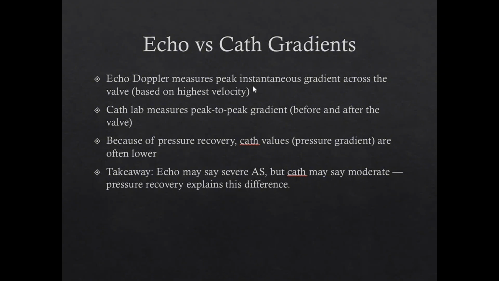So the echo Doppler measures peak instantaneous gradient across the valve based on the highest velocity, whereas the cath measures peak-to-peak gradient. That's before and after the aortic valve. And because of pressure recovery, the cath pressure gradient is often lower because they get some of that pressure back. So the difference between before and after is lower. So the takeaway here is echo may say that there is severe AS because of higher gradient, but cath may say it's moderate, and the difference is because of the pressure recovery.